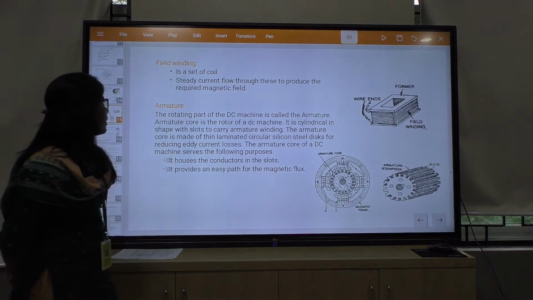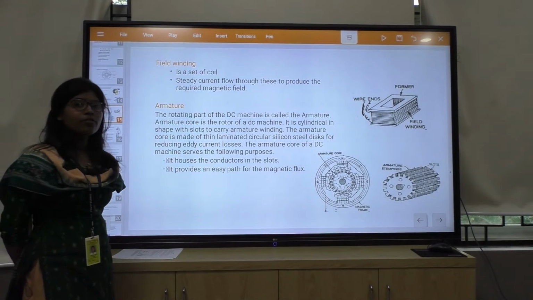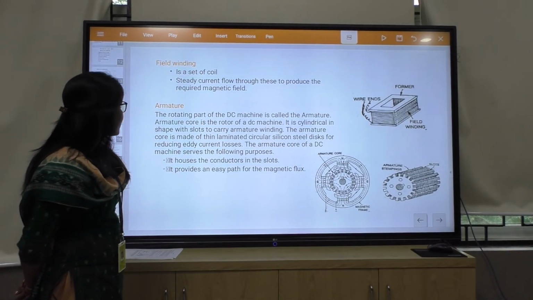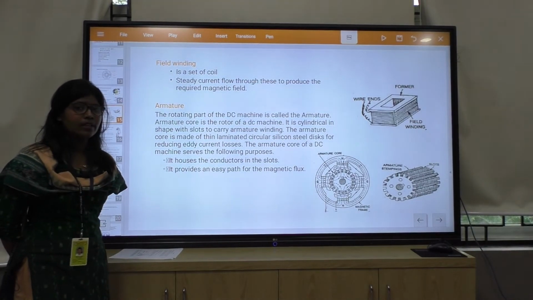Next, field windings. Field windings are a set of coils, and a steady current flows through this winding to produce the magnetic field.